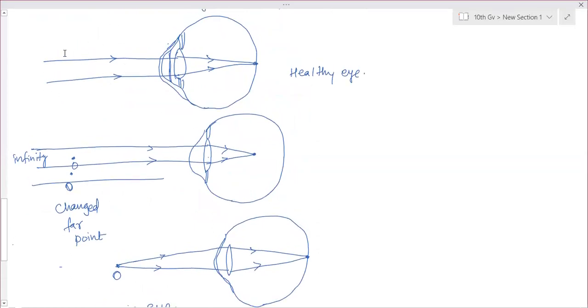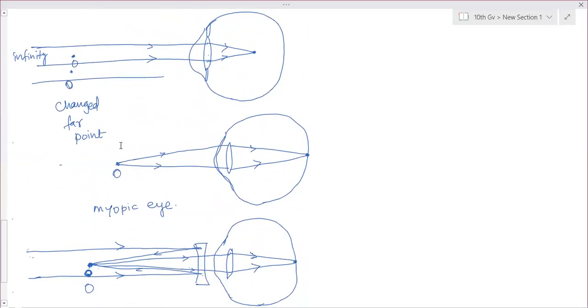Actually, in a healthy eye, the rays coming from infinity converge on the retina. The problem arises when the rays coming from infinity don't converge on the retina. They converge between the lens and the retina, so the image cannot be processed. But the eye has one positive thing: the changed far point. Any rays falling on the lens from there can be converged on the retina. So the only problem is beyond O, beyond the changed far point.